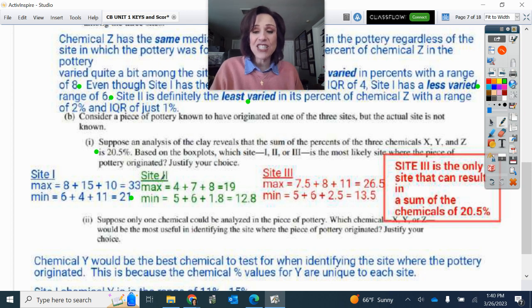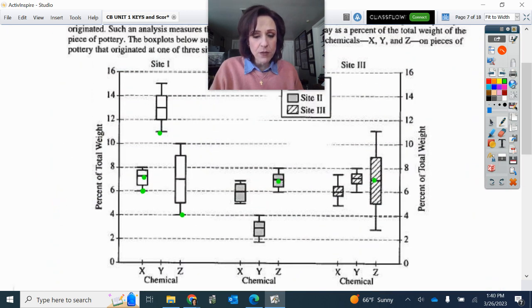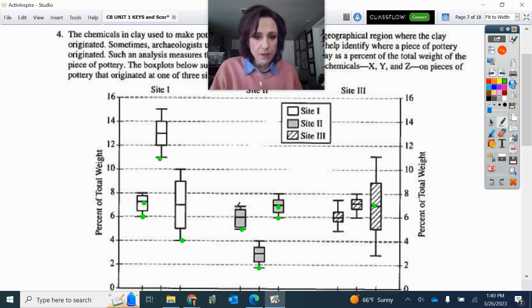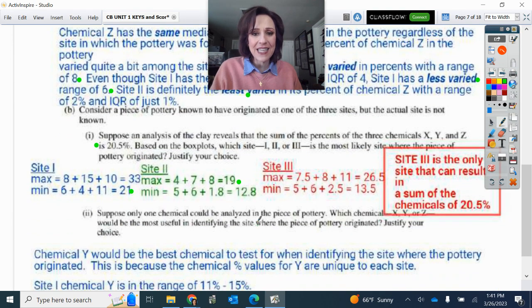So, of course, now site 2, if you did the minimums, they added up. So I did these, like 1.8, and that was 6, and then I think I did that one as 3. So the minimum was 12.8, which doesn't exclude the 20.5, but if you summed the maximums of site 2, being 7 plus 8 plus 4, that maximum of site 2 is 19, which excludes that 20.5. So the sum of 20.5 could not come from site 2.